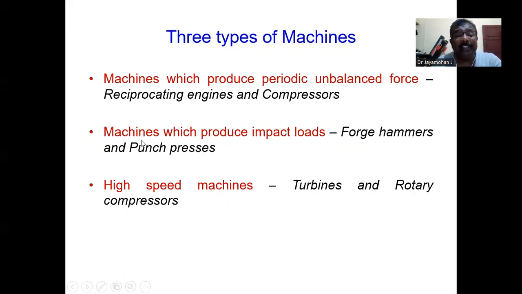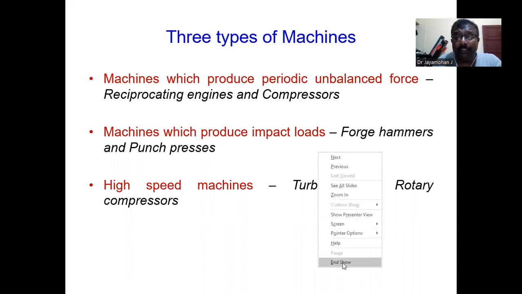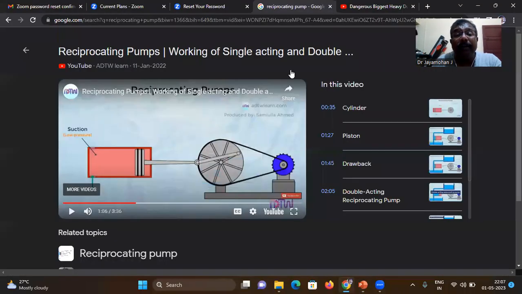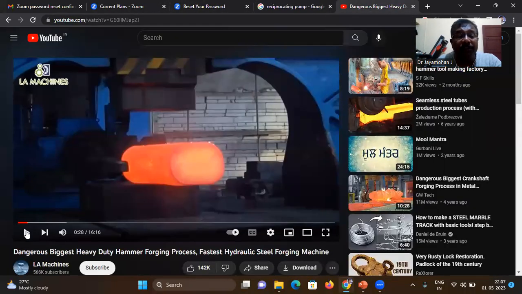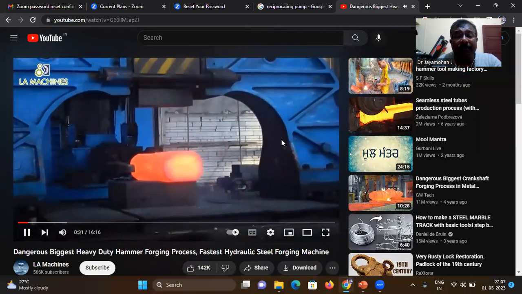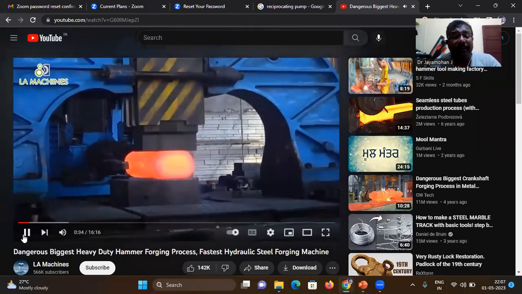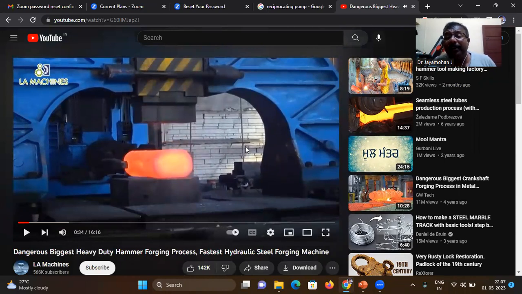Now, the second one is machines which produce impact loads, like forge hammers. These are machines which create periodic impact loads. Anyway, we will see a forge hammer now. Yeah, this is a forge hammer. You can see a hammer which is continuously falling on this bottom part. So the impact due to this hammer will cause periodic impact loads. So we can see the video once again.